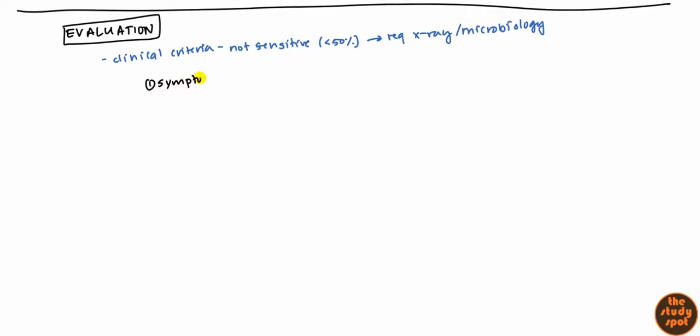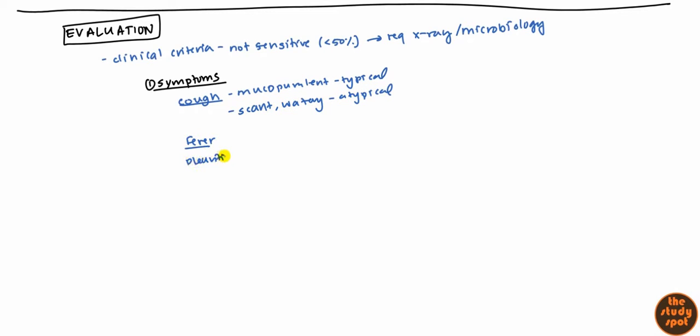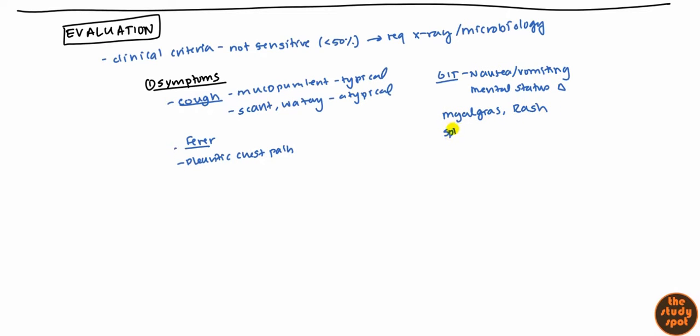So what are the common symptoms? The most common symptom is a cough, and again, mucopurulent is associated with more typical bacteria and pathogens, and scanty, watery sputum is associated more with atypical. These patients, of course, have a fever, and they can complain of some type of pleuritic chest pain. GIT symptoms consist of nausea, vomiting. You can also get mental status changes, and this is more common with atypical pathogens. Myalgias, rash, and splenomegaly. And again, these are more common with atypical, so keep that in mind when you're working up patients or when you get questions.